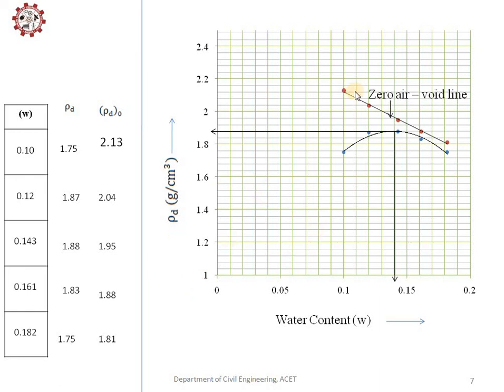So this is the zero air void line. For 0.1, 2.13 has come, so here is your 0.1, and this is your 2.13, this is 2.04, this is 1.95, this is 1.88 and this is 1.81. You have to draw a straight line. All the points may or may not come on that line, but you have to join the maximum points with a straight line, and that will be your zero air void line.